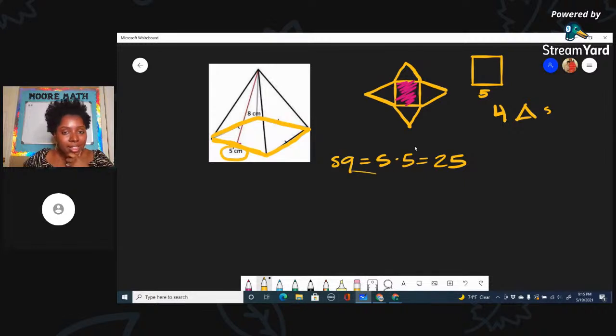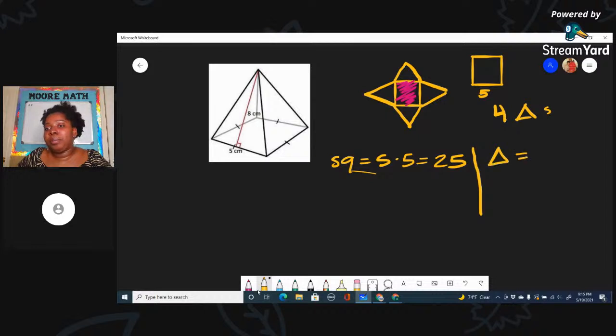Now, let's handle the triangles. And all the triangles are going to be the same. Okay. So what is my height? Look at this red line. That's my height. So what number is that? 8. Yep. Okay. So we have our triangle formula, base times height divided by 2.